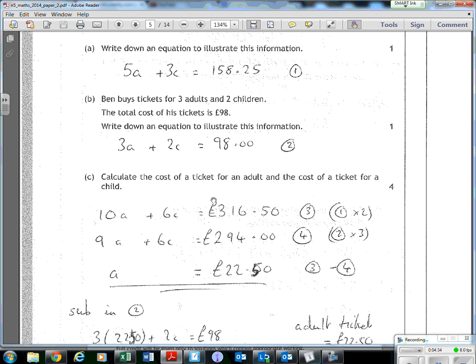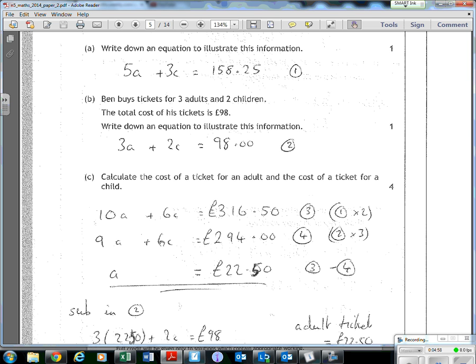So let's do that. So again, we'll have to double every single term. So equation 1 times 2, 10a plus 6c equals £316.50. Triple everything in equation 2, 9a plus 6c equals 294. Again, say what you're doing here. Don't let the examiner have to pick through what you're doing. It should be perfectly clear what you're doing.